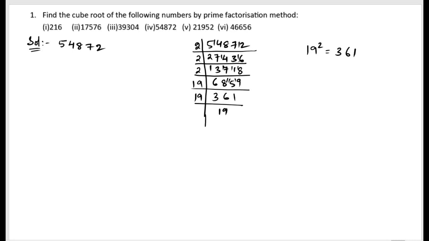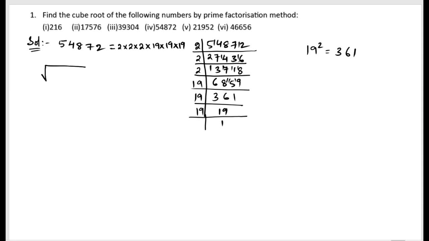Next, 19 into 19, we will get 361. 19 1s are 19. Okay. So these are the factors of 54872. 2 into 2 into 2 into 19 into 19 into 19.